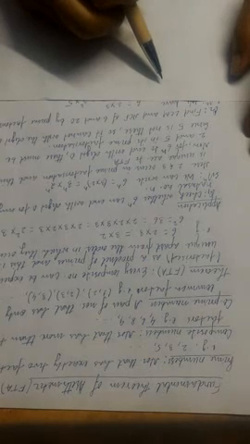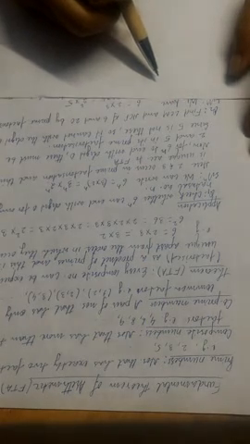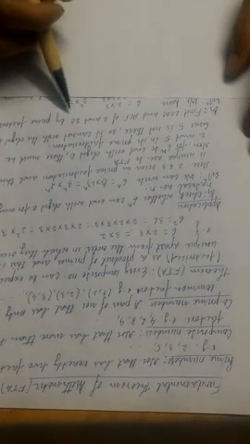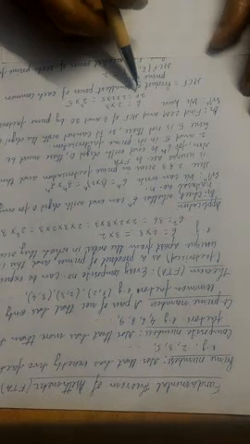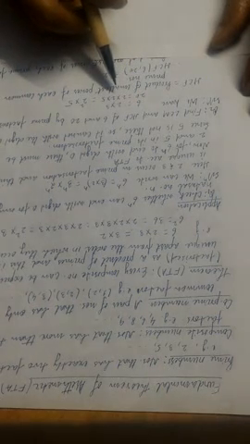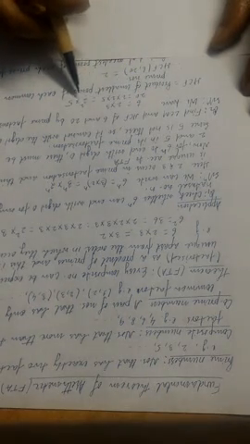Now let us take another example. Find LCM and HCF of 6 and 20 by prime factorization. We know 6 can be written as 2 into 3. 20 is equal to 2 into 2 into 5, that is 2 square into 5.